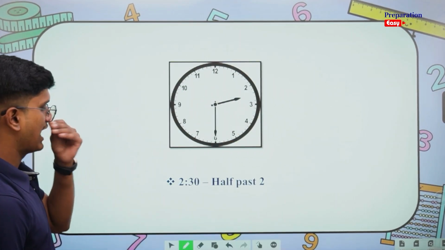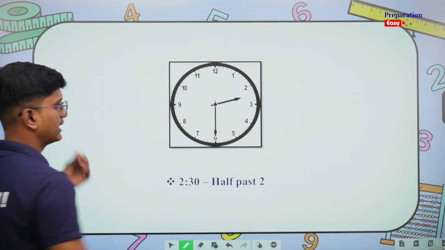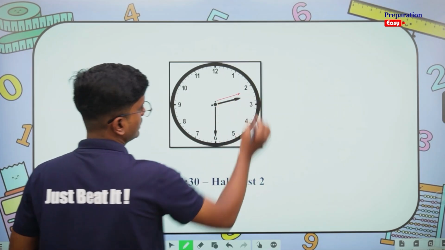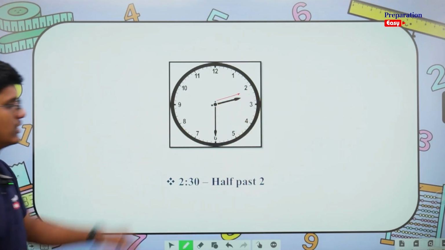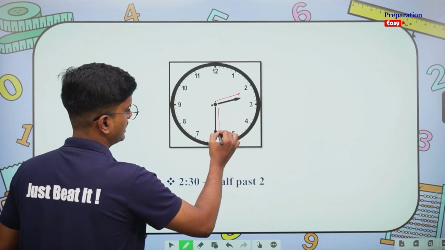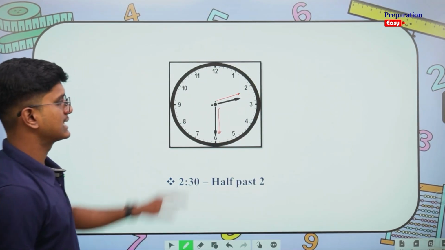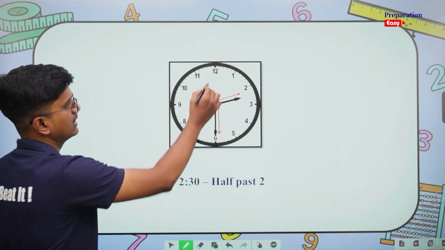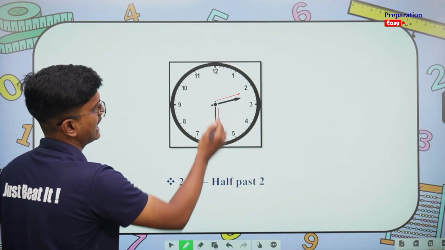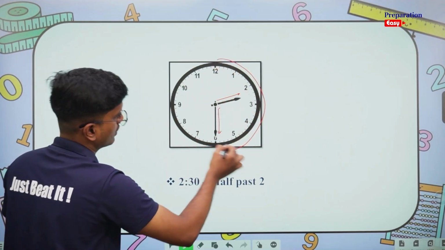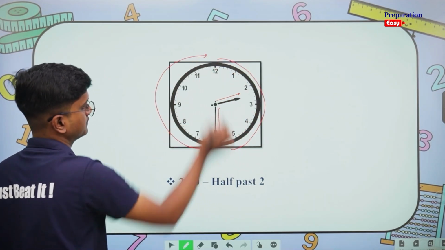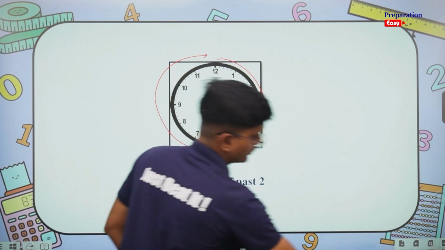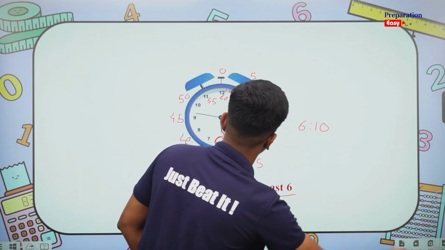Okay, so we have another one. Right now our hour hand is in between 2 and 3, so we will consider it as 2, right? Now, the minute hand is on 6, so it's exactly half. 6 is exactly half of this. So this is the half of the clock and this is the other half of the clock. Exactly half. So when it's on 6, how do we have to read it?